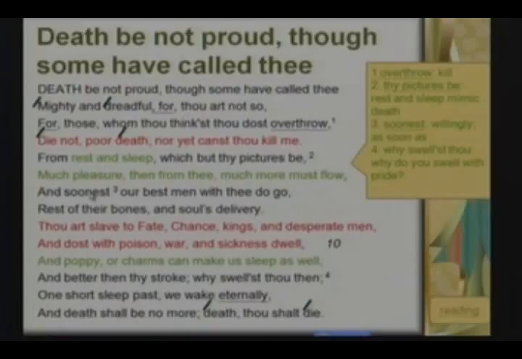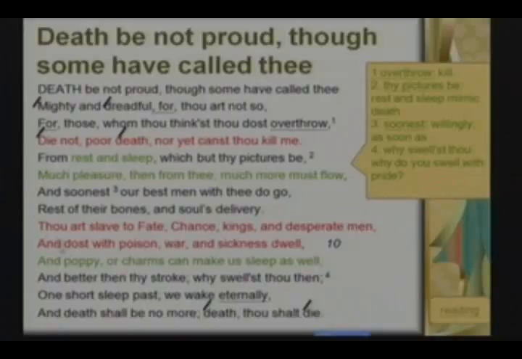As soon as our best men go with thee, rest of their bones, they'll feel rested. They'll be relieved. Their soul will be delivered, sent downward to eternity. So this is the second argument, the second reason for the speaker to think that death should not be proud, because death is no different than what we experience every day, and that is rest and sleep.